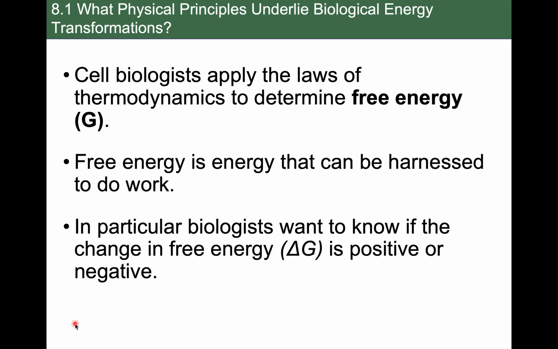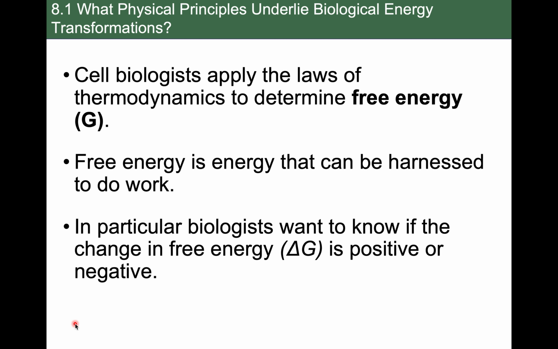And so, in particular, what biologists and biochemists want to know for a particular reaction that's happening in a cell is what is the change in the free energy for that specific reaction. Is it a positive change? Is it a negative change? And that change is referred to as delta G. So, delta is always the mathy sign for change. And if you know the delta G for a specific reaction and you know whether it's positive or negative, that would tell you whether that reaction consumes energy or releases energy.